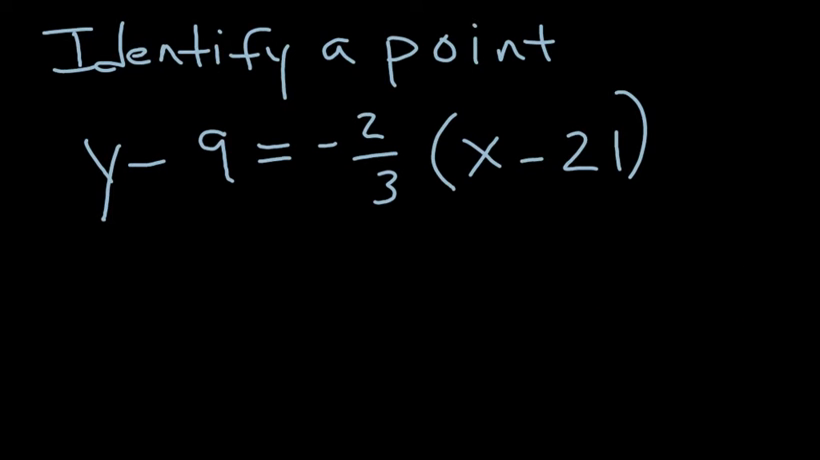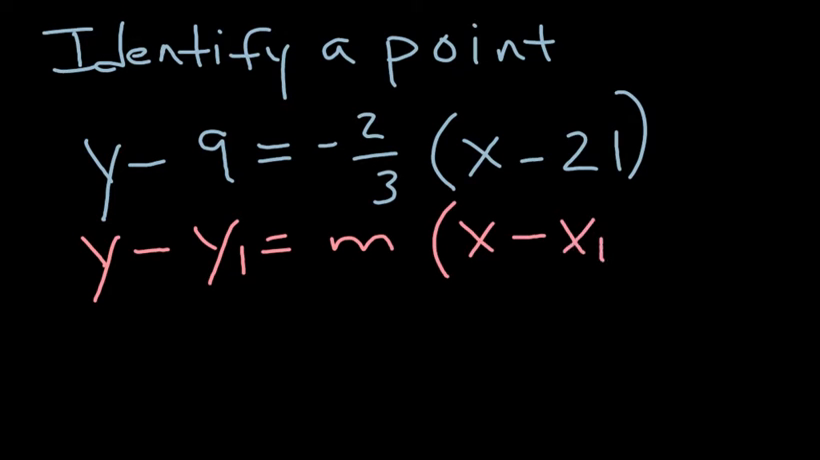Sometimes they give you the equation in point-slope form, and they ask you to find things, like identify a point on this line. Well, the beautiful thing about point-slope form is it's using a point. Let me show you how. Remember, point-slope form looks like this: y minus y sub 1 equals m times x minus x sub 1. See how that fits into point-slope form?